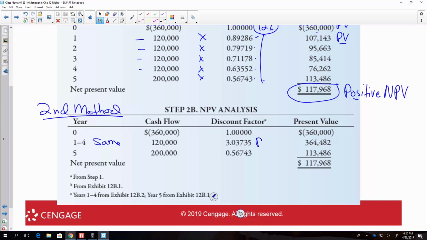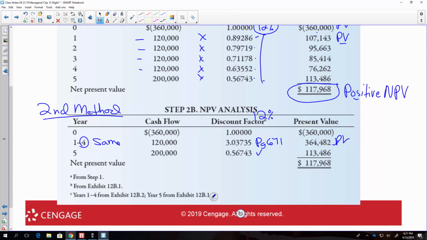Now, I want you to go to page 671 for that factor. Page 671, row 4, 12% column again. That's what the company would like to make on their investment. Can everybody find the 3.03? 12%, row 4. You see it, Julie? Why am I picking row 4? Because it's 4 years, and for 4 years it's the same amount, right? That's why I'm picking 4. And multiply it by the 120. I get 364 for those 4 years present value.